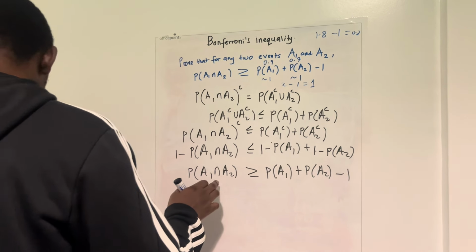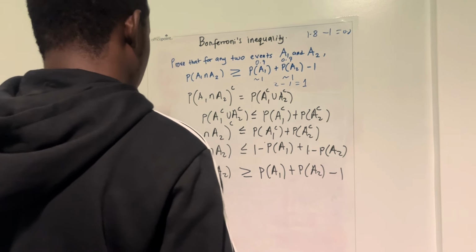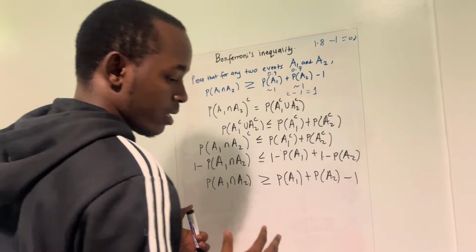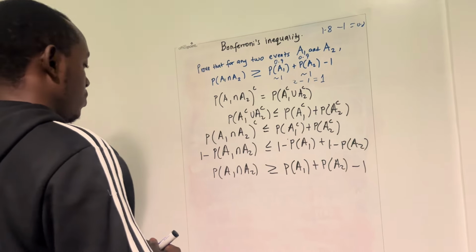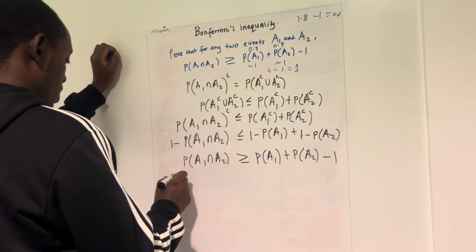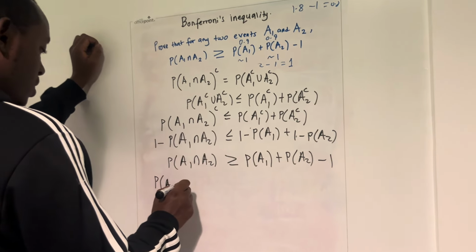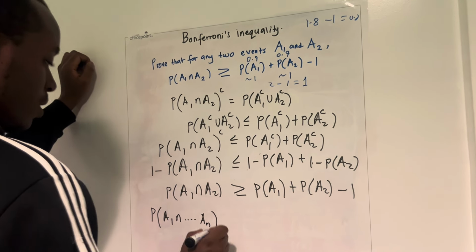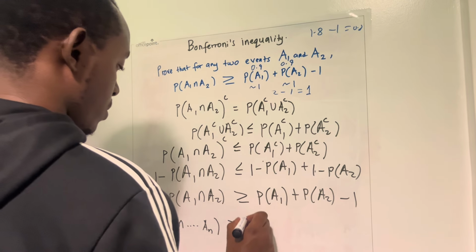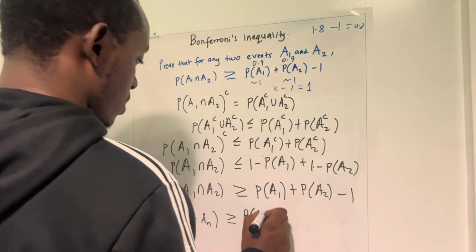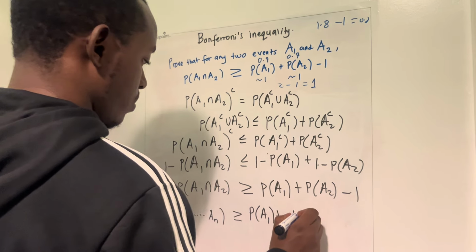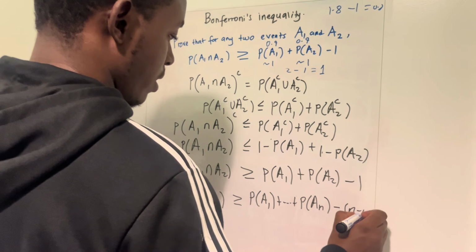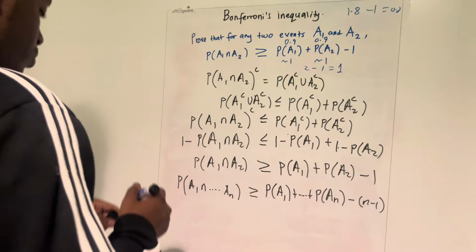But then we can actually extend this to make the Bonferroni inequality, which involves events up to n, not just two events A1 and A2. The Bonferroni inequality says that the probability of A1 intersection through An is greater or equal to the probability of A1 plus ... plus the probability of An minus (n minus 1). This is what we're going to prove now.